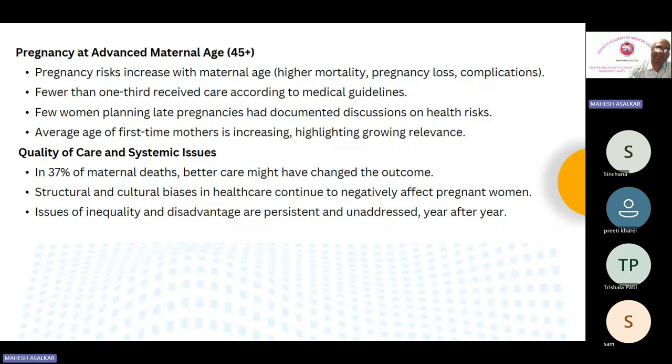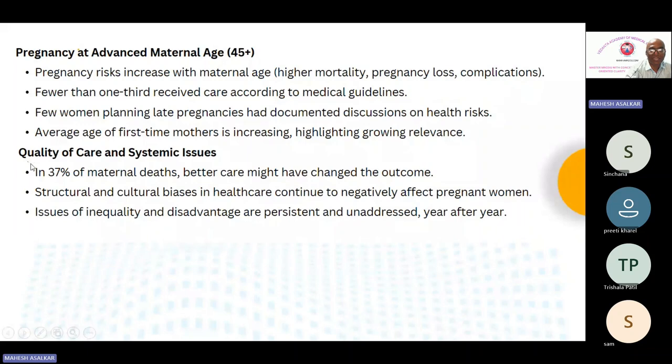Okay, so those patients, especially elderly patients, need to have pre-pregnancy counseling, appropriate planned antenatal care, intrapartum care, and post-pregnancy care also, including post-pregnancy counseling. But if you see the documentation, only few women had this kind of documentation. Those who planned the pregnancies at a later age, and the average age of first-time mothers is increasing, and that is why this particular topic is going to be very, very important.